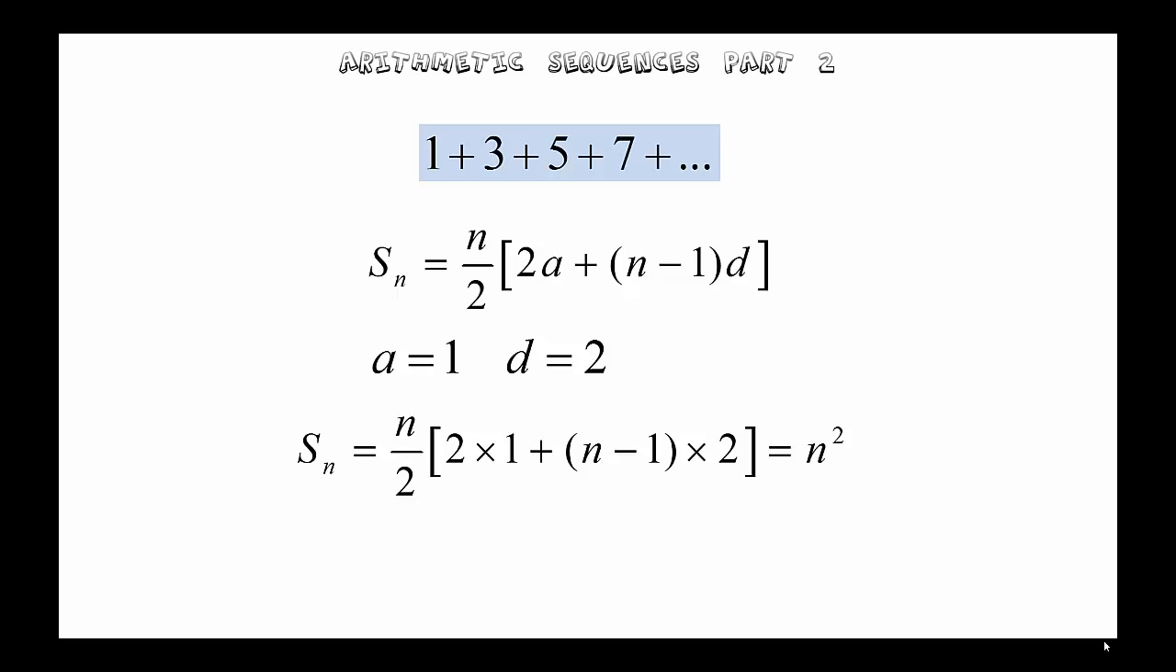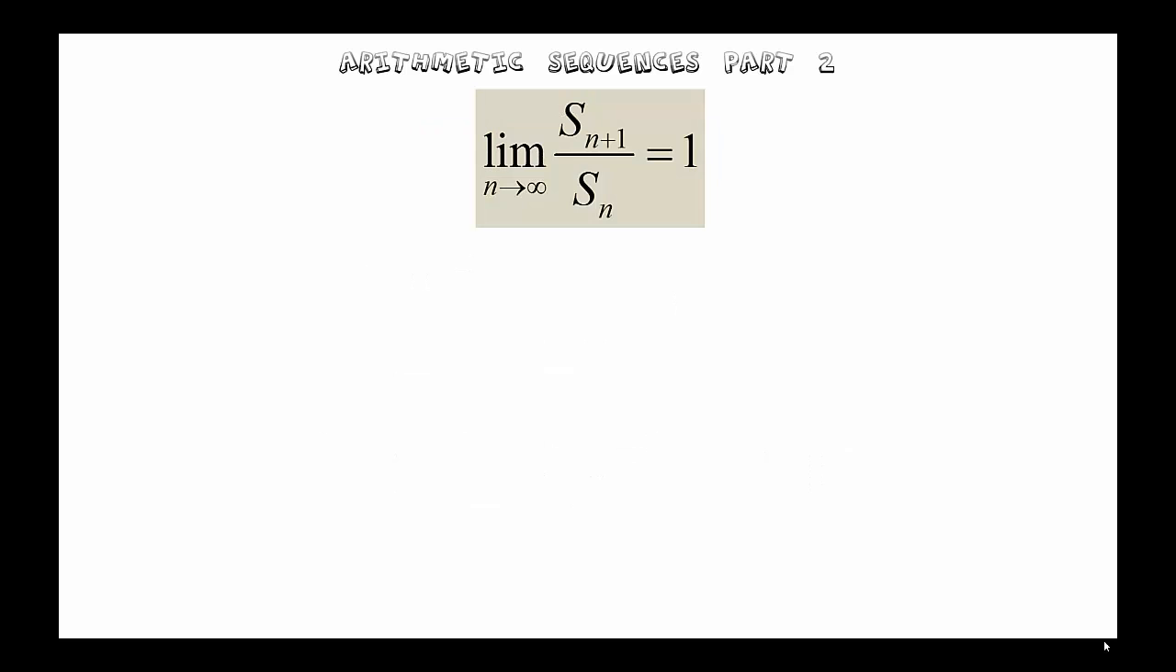So for example, the sum of the 4 numbers that we have on the screen will equal 4 squared, which is 16. In a similar way to the proof in the previous section, we can show that the limit of the ratio of any two consecutive sums of a series is equal to 1.